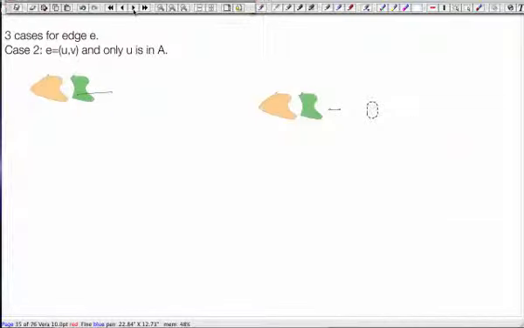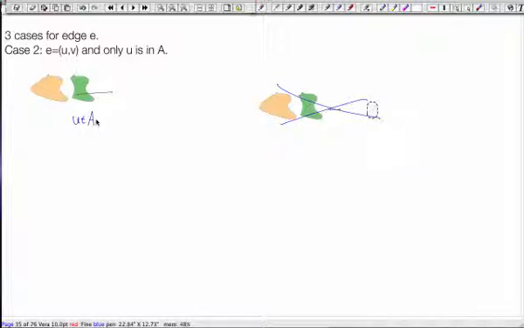Let's consider the next case. So ignore this part right here. That's case 2. U is in A, but V is not. How should I define S in this case? Discuss with your neighbor. How should S be defined so that we can use what is our goal?